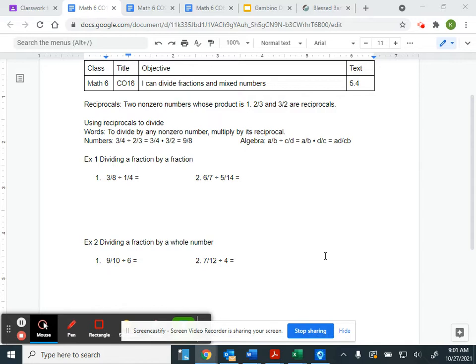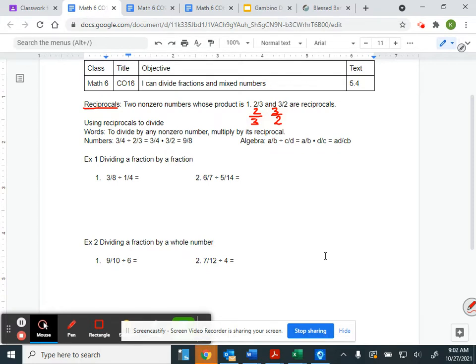First thing we need to know about dividing fractions is what a reciprocal is. A reciprocal is two non-zero numbers whose product is 1. So 2/3 and 3/2 are reciprocals. They're the opposite. So our numerator becomes the denominator, and the denominator becomes the numerator. That's our reciprocal. It's flipping them.